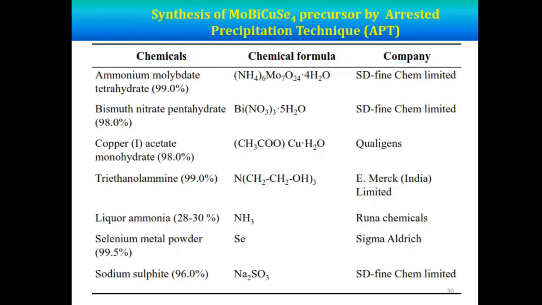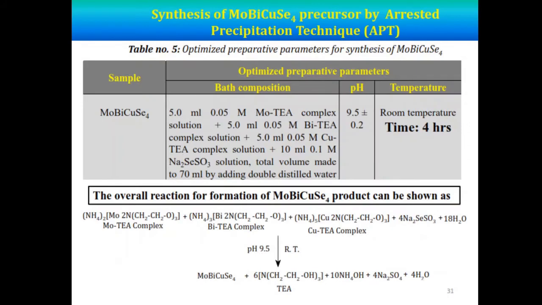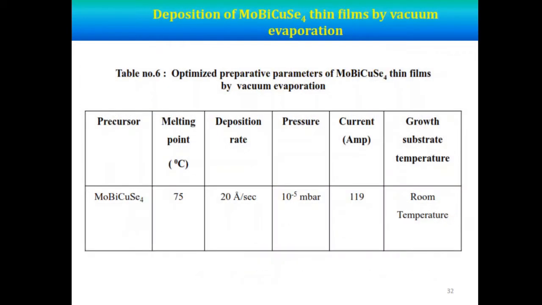Synthesis of MoBiCuSe4 precursor by arrested precipitation technique. This is the synthesis of MoBiCuSe4 precursor by arrested precipitation technique. These are the optimized preparative parameters for synthesis of MoBiCuSe4.